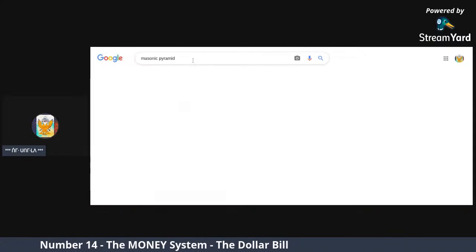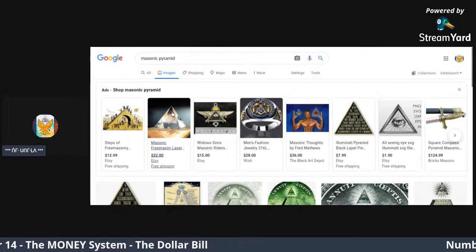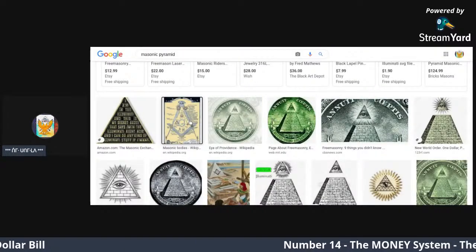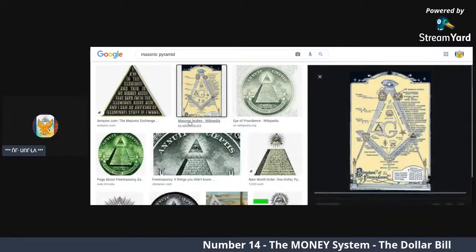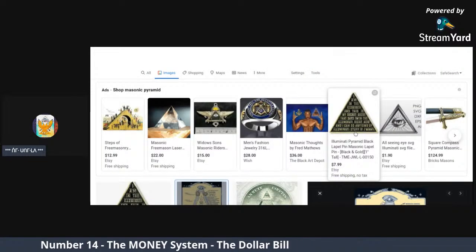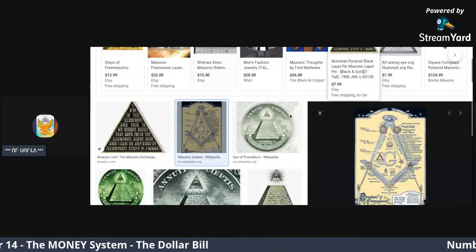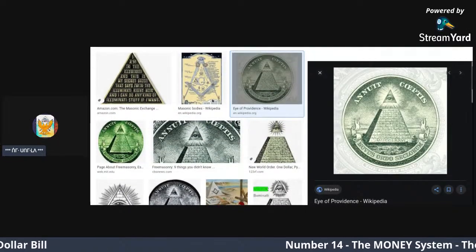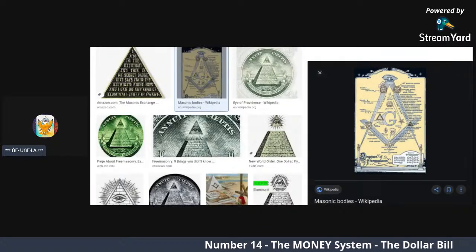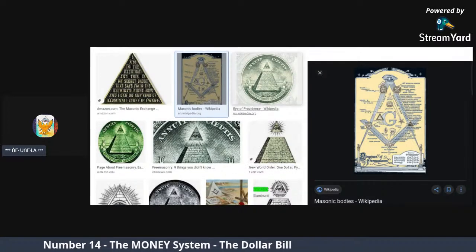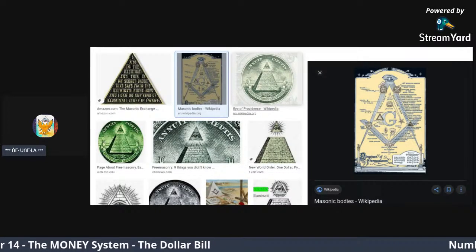What I'm going to pull up is a Masonic pyramid. I don't know why I couldn't think of it automatically. I've brought this up in the past as far as the levels and how they go through Freemasonry. Let me zoom in on this thing.